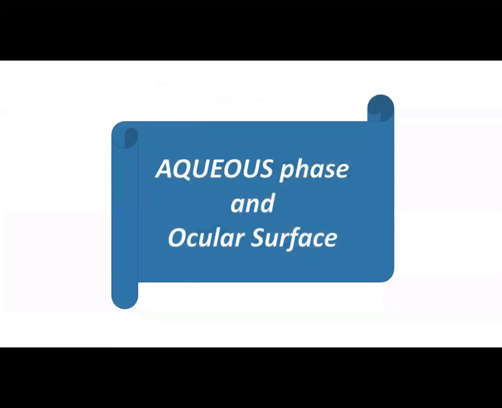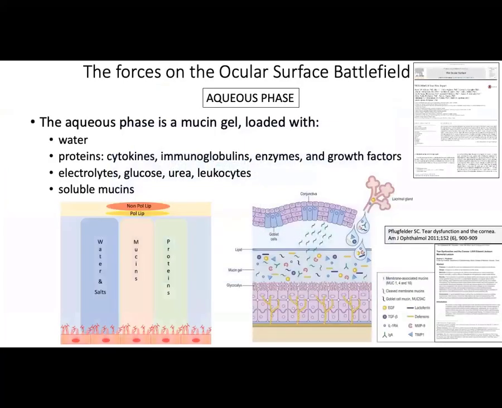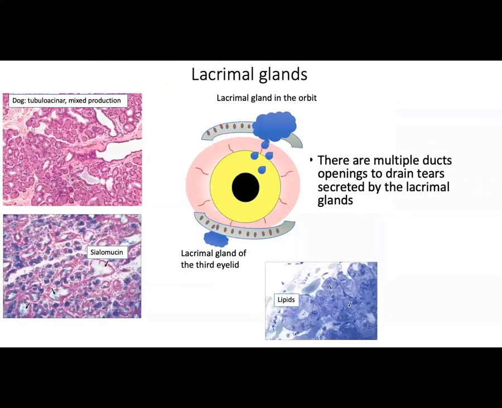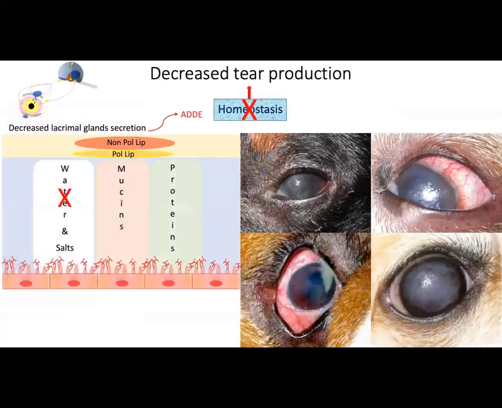What about the liquid phase? The aqueous phase is a mucin gel loaded with water, proteins, electrolytes, glucose, urea, leukocytes, soluble mucins. There are multiple ducts, openings to drain tears secreted by the lacrimal glands. And a decreased tear production leads to aqueous deficient dry eye. When it is complicated by epithelial defects, there is loss of superficial wettability and also evaporative dry eye.